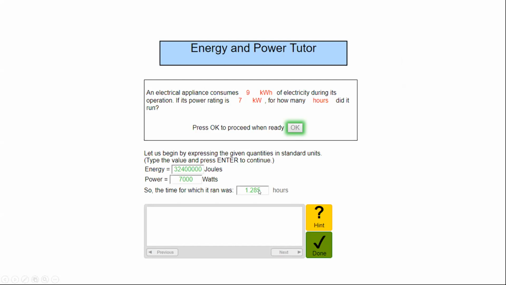But if they have questions, if they don't know how to proceed, they can again take hints. And hopefully with the hints that are provided, the students are able to learn how to do these types of problems, right?